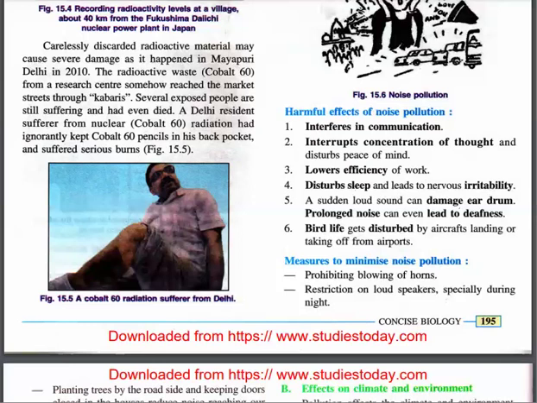A sudden loud sound can damage the eardrum. That is true. Loud music, loud exhaust of some vehicles, there are a lot of things. Bird life gets disturbed by aircraft landing and taking off from airports. They do get disturbed.